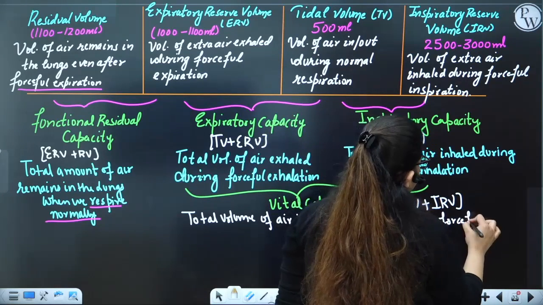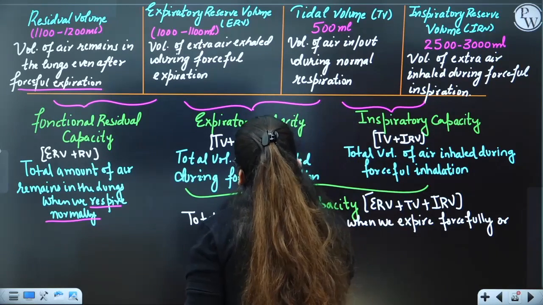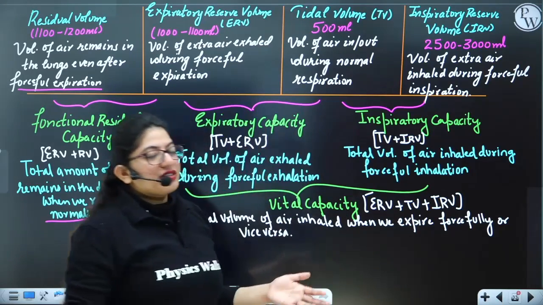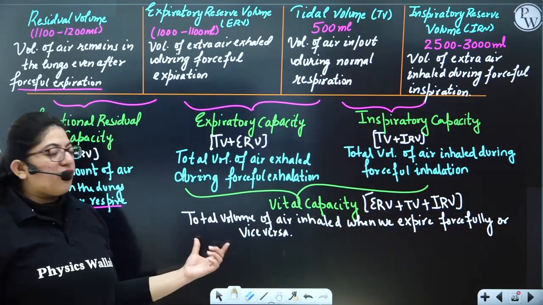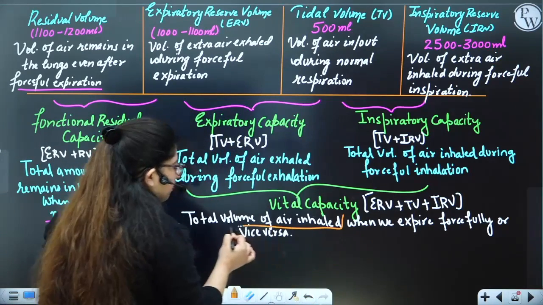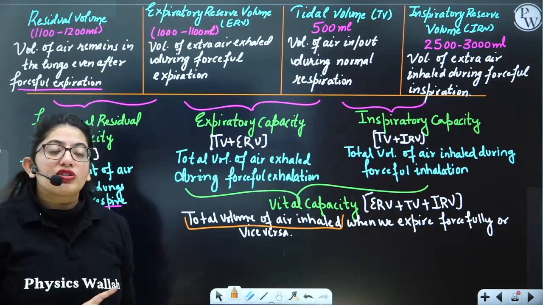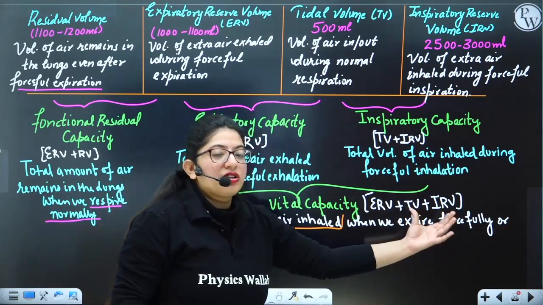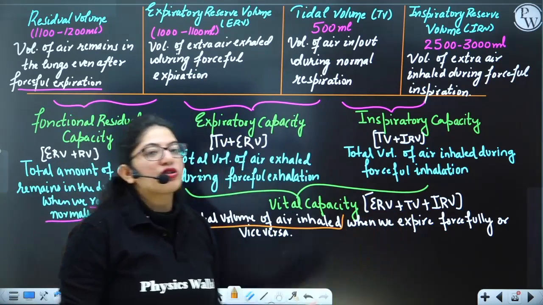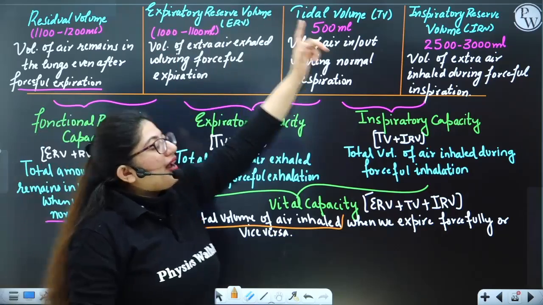Or vice versa. That means any of these things can take place, because here you are expiring and respiring forcefully. So whenever the word total volume came, it means total volume of air inhaled. It tells that a person is respiring, that means a person is inspiring forcefully. And this, it has already mentioned, the person is expiring forcefully. So when you inspire and expire forcefully, you're talking about tidal volume, ERV, and IRV.